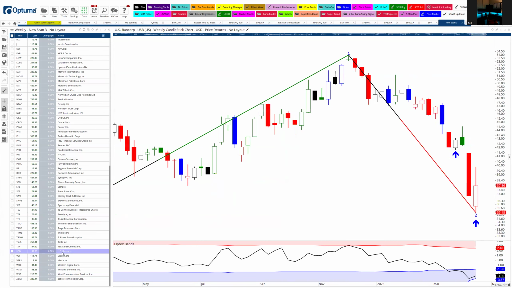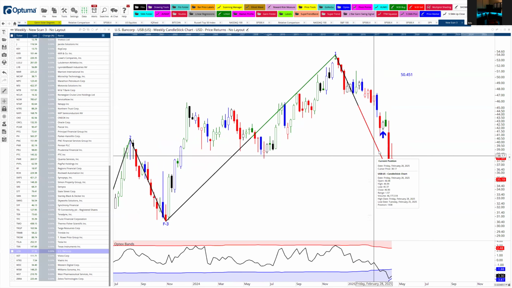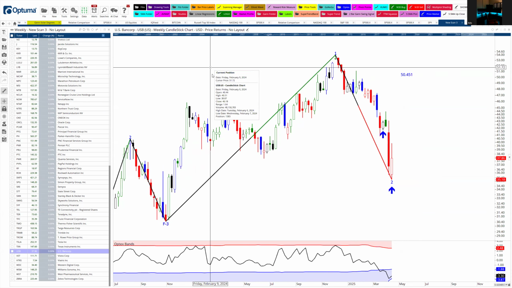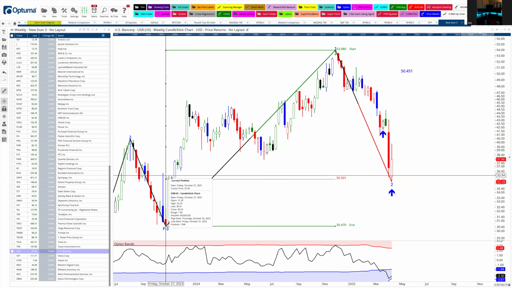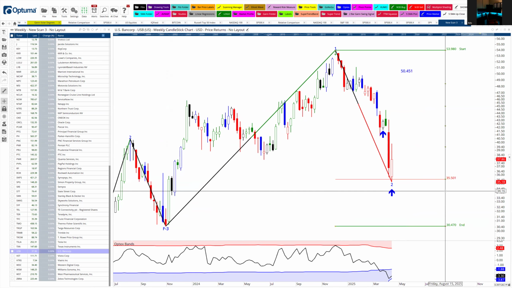Western Digital, US Bank Corp. They still have to report earnings. This should be right here at 78.6. That's the one right there.